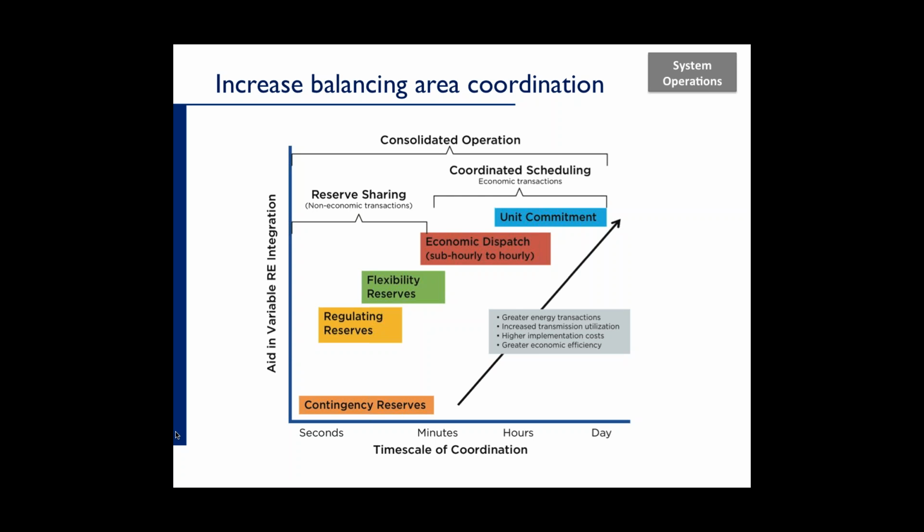The next box is flexibility reserve, which is essentially the reserve that you need to cover variability and uncertainty with wind and solar. So you could have two or more regions that share flexibility reserves. But up to this point, the two or more regions have not, in my description here, decided to go into some sort of coordinated economic dispatch, and that's the next step. We could coordinate economic dispatch.